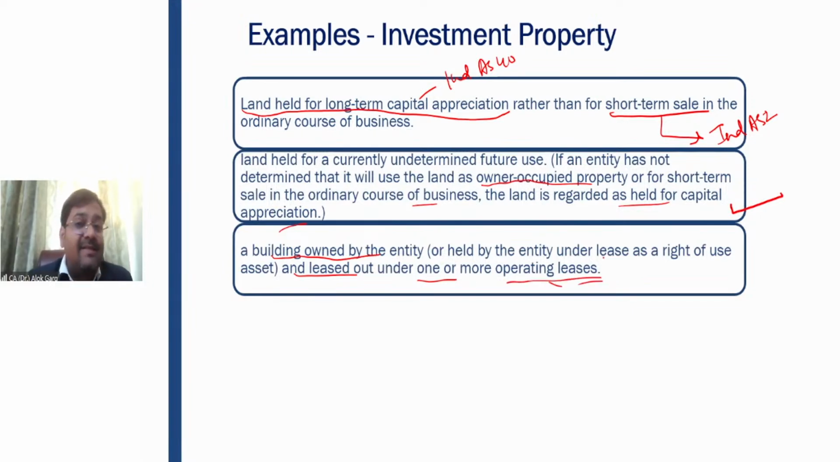Why is the word operating leases written here? Because if I am the owner of the building and I have leased it out under a finance lease, the asset will not be there in my books. The asset will go to the lessee's books, right? Clear? That is why they have mentioned it categorically, because from a lessor perspective, the concept of operating and finance lease is also there, right, guys? Or held by the entity under lease as a right of use asset, right?